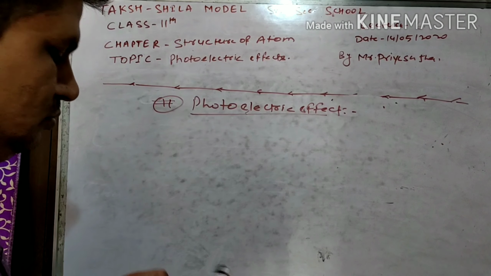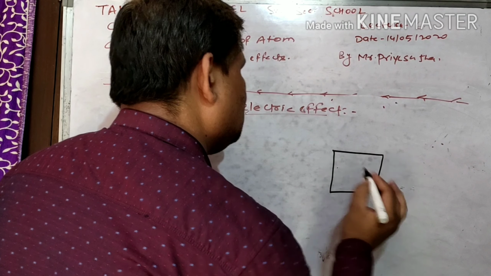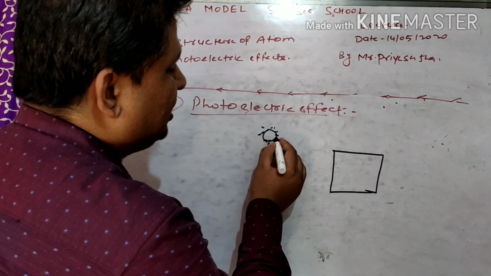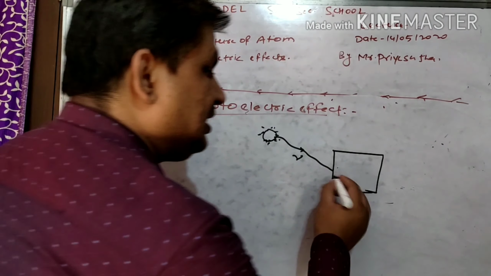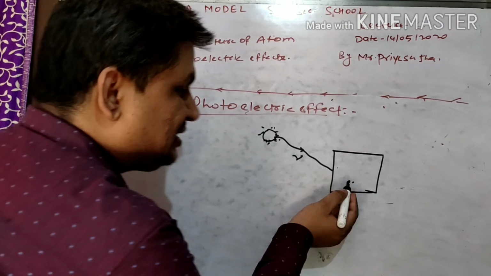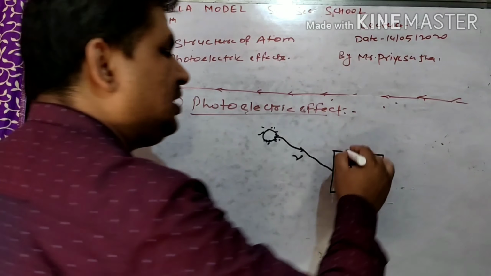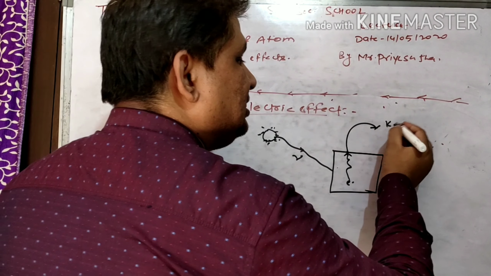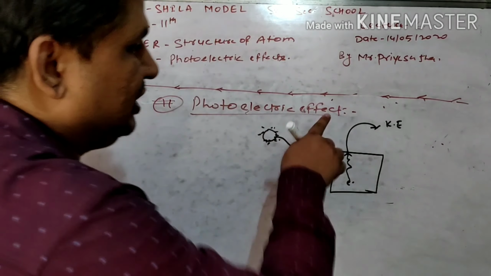For example, suppose this is the metal surface and this is the sun. When the radiation of the sun having frequency nu strikes the metal, its electrons get excited. Suppose this electron is here. When this electron gets energy from sunlight, it becomes excited and comes to the surface, and after that this electron is removed outside the metal with an energy known as kinetic energy. Okay, and this process is generally known as photoelectric effect.